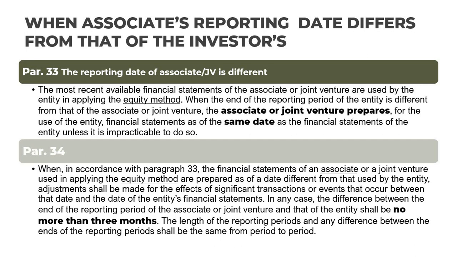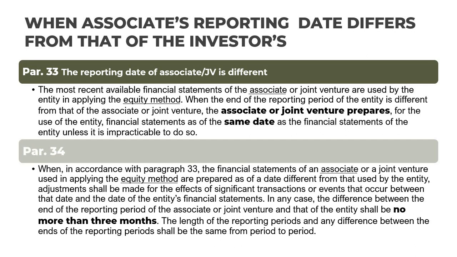Pero daw kapag magkaiba ang reporting date ni associate, halimbawa March 31, so ang mangyayari daw dapat si associate ay gumawa ng financial statements as of December 31 kung ang December 31 is yung reporting date ni investor. Tapos, kapag nakagawa na si associate ng financial statements as of December 31, which is the reporting date of the investor, so yun ang pwedeng gamitin ni investor in applying the equity method.